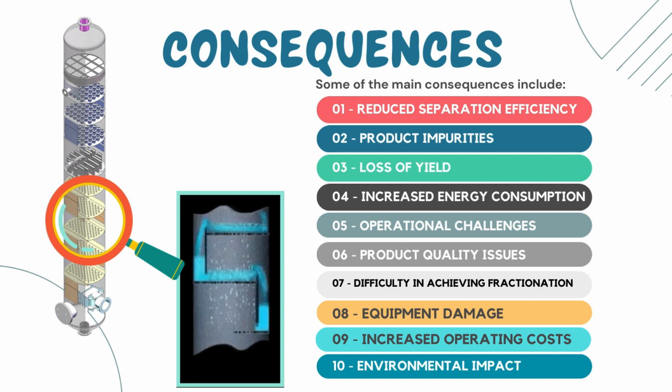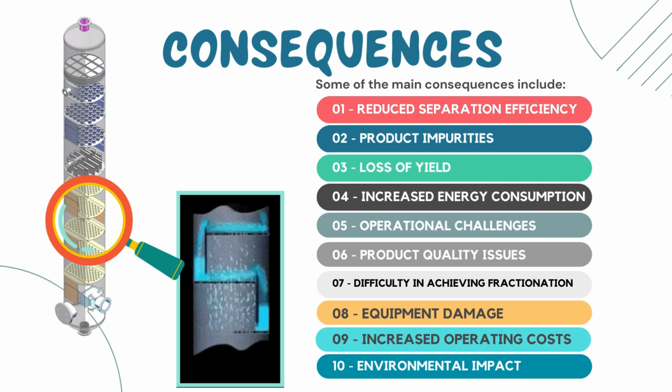Okay, now guys, up next is the consequence of weeping which severely affects the distillation process, and that is increased energy consumption. In an attempt to compensate for reduced separation efficiency, operators may need to increase the energy input to the distillation process, and this can result in high energy consumption and operational costs.